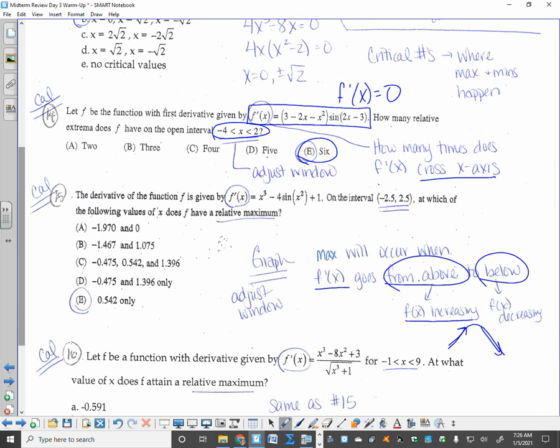So from above to below, so it's going to be doing this, not this. I don't want that. And on that interval, again, pause the video, type that function in, and adjust your window so that you're only looking from negative 2.5 to 2.5, and you're looking for where it crosses the x-axis going from above to below.